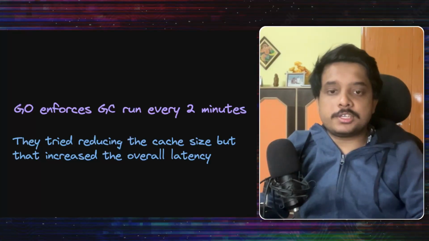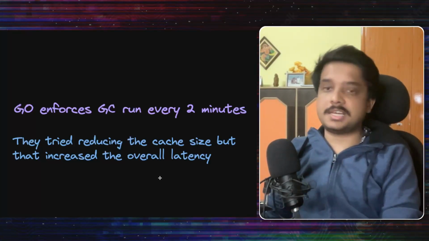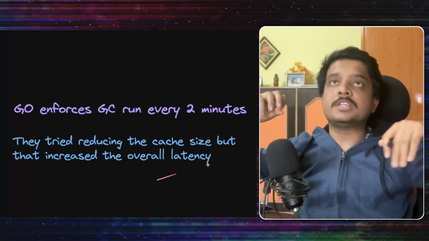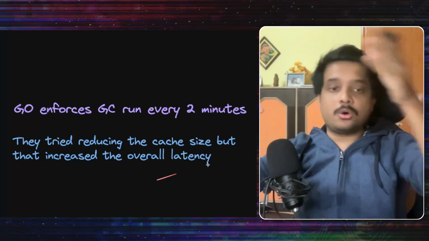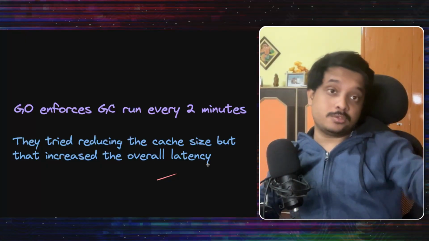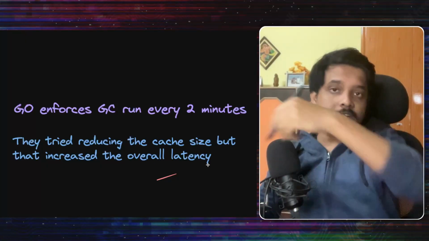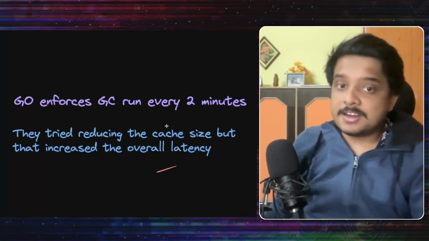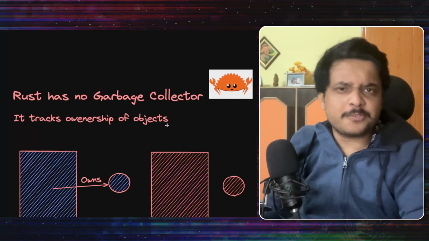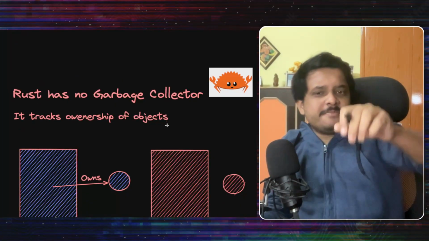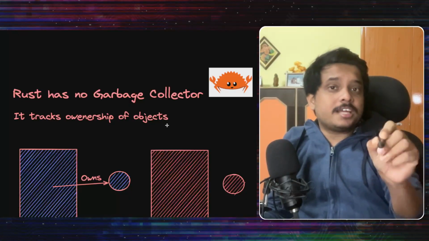Now to solve this, first they tried to reduce their cache size, which did reduce those CPU spikes, but at the end, it increased the overall latency of the services because they had to hit the database more instead of hitting the cache. So at this point, they decided to move to Rust. Now Rust does not have a garbage collector. Instead, it has memory safety built into the language itself.